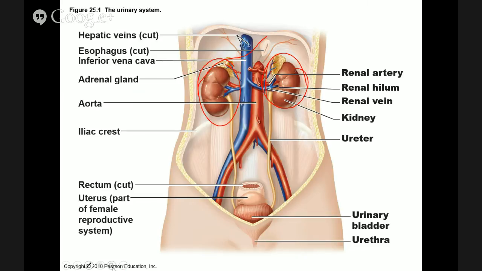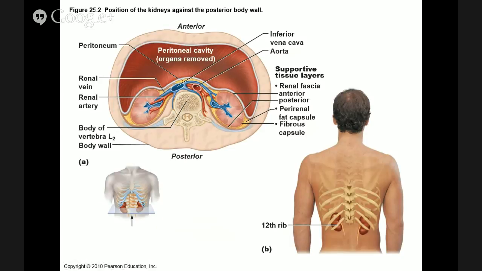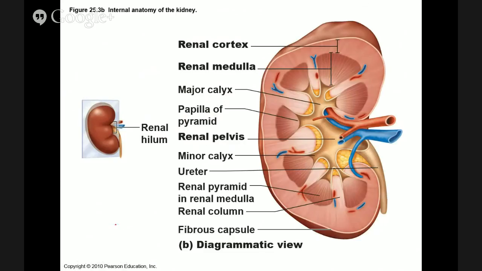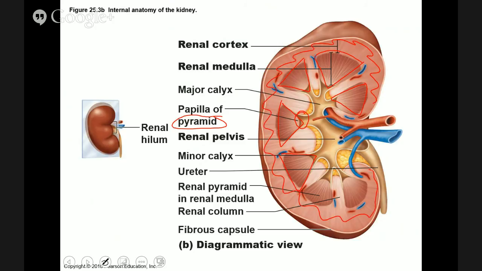All right, let's take a look at the inside of the kidneys. Well, the kidneys are located behind the peritoneal cavity, as you can see here. And inside the kidney, we have some regions. We have an inner region, which is called the medulla. And the medulla is sectioned into triangular areas called pyramids. And at the tip of each pyramid is a papilla. External to the medulla is the outer cortex.